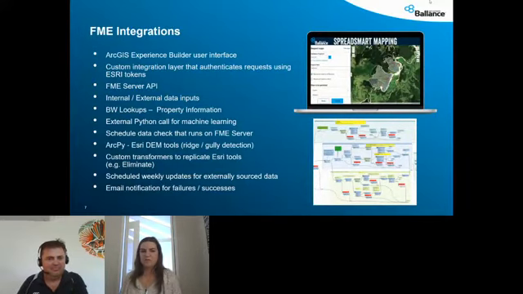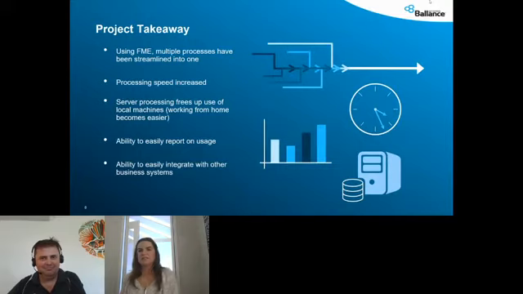And of course, we have throughout the process emailing options. So our team is notified if there are any failures, and then the super user is emailed of their successes. Moving on to the project takeaways. So using FME, multiple processes have been streamlined into one, and the major benefit of this has been an increase in processing speed. Previously, we would run processes locally on our machines, but with FME Server, we've freed up those machines for other functions. We can also queue jobs on the server rather than waiting for a job to finish on our machine before we process the next job.